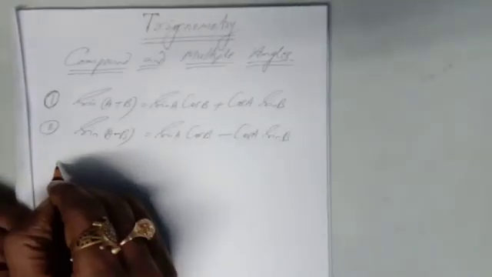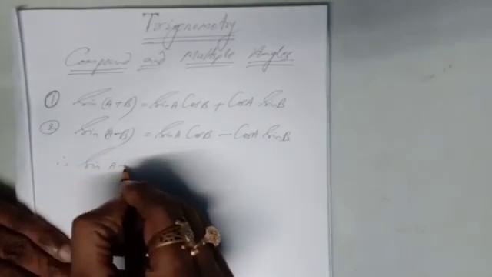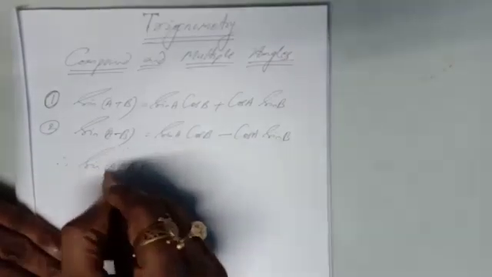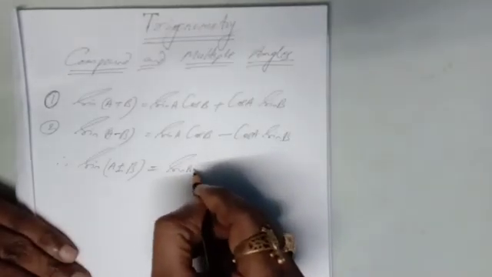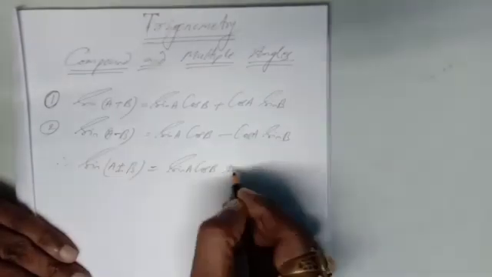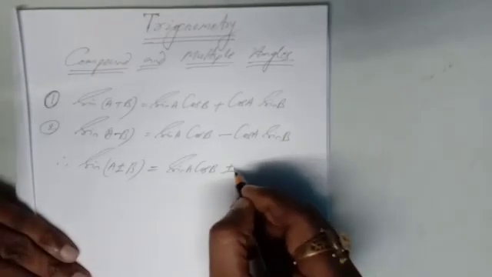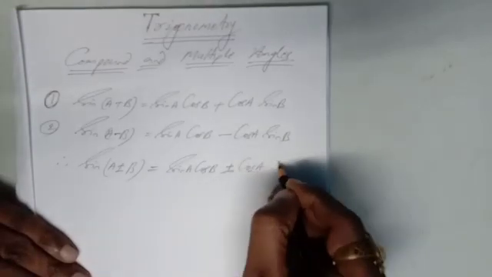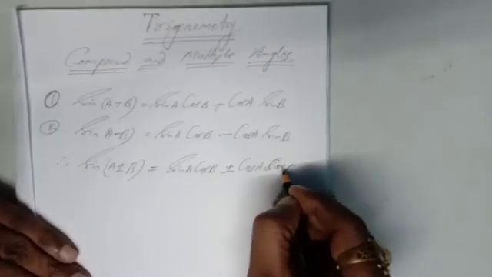That means finally you can write both in single form like this. Sin a plus minus b will be sin a cos b plus minus cos a sin b. When it is plus, it is plus. When it is minus, it will be minus. Sorry, cos a into sin b.